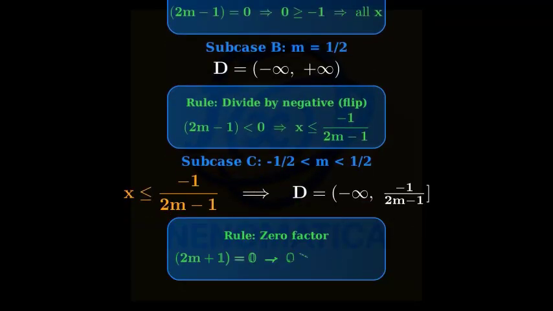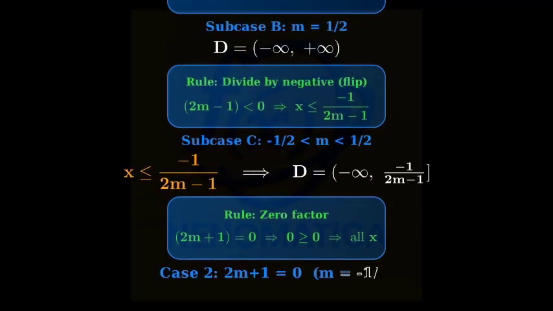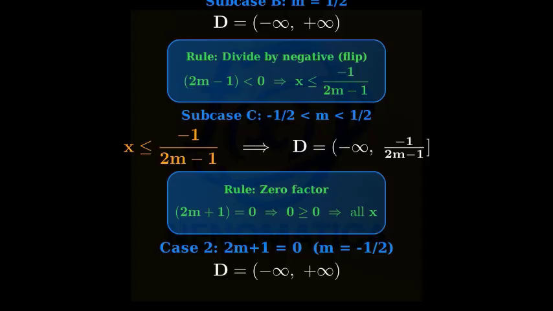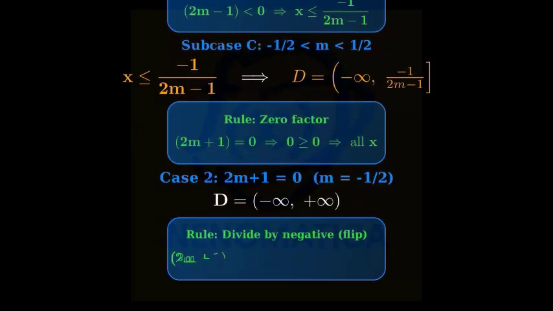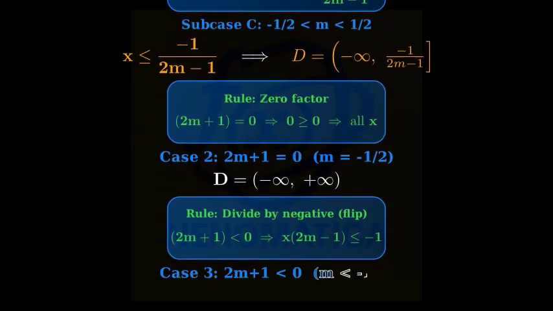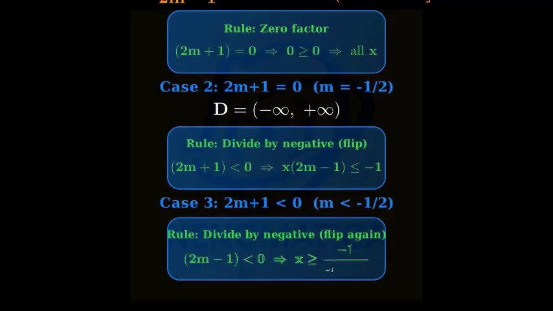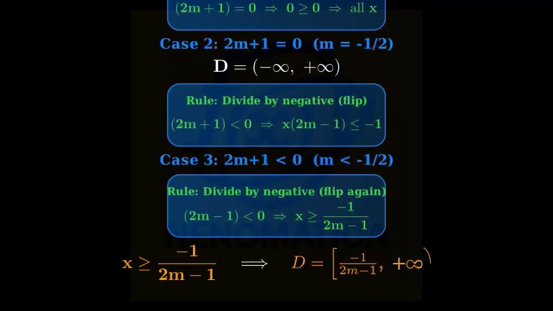Step 5. Now, the boundary case 2m plus 1 equals 0. That means m equals -1/2. Then the left-hand side vanishes, and the right-hand side is also 0. The inequality holds for every x. Step 6. Final case, 2m plus 1 is negative. That is m less than -1/2. Dividing the inequality by a negative number flips the direction. Since 2m minus 1 is also negative here, dividing once more flips back to greater or equal.